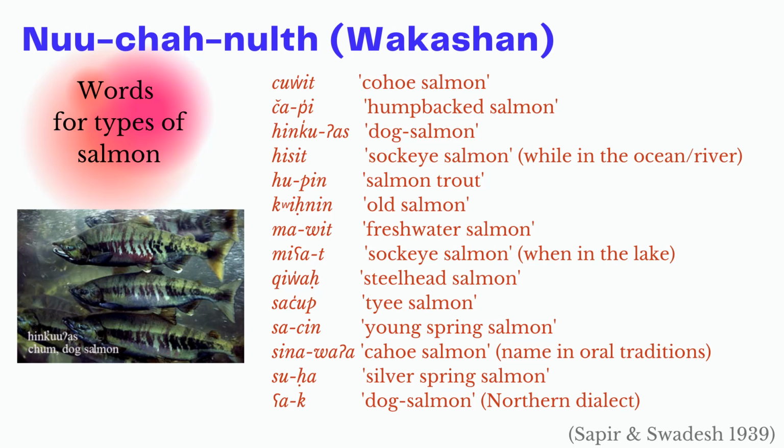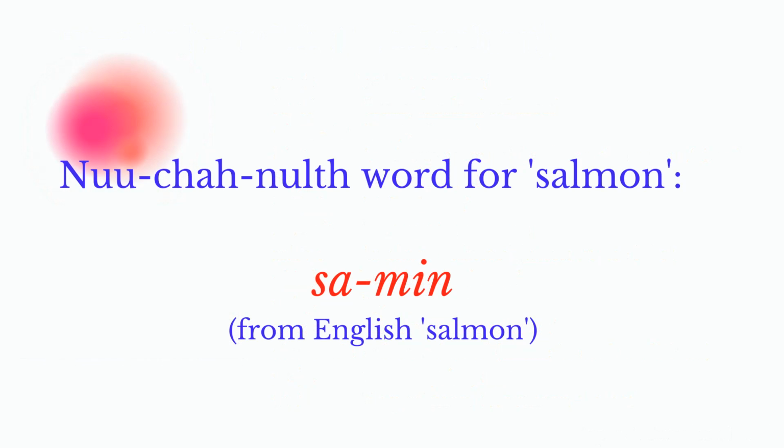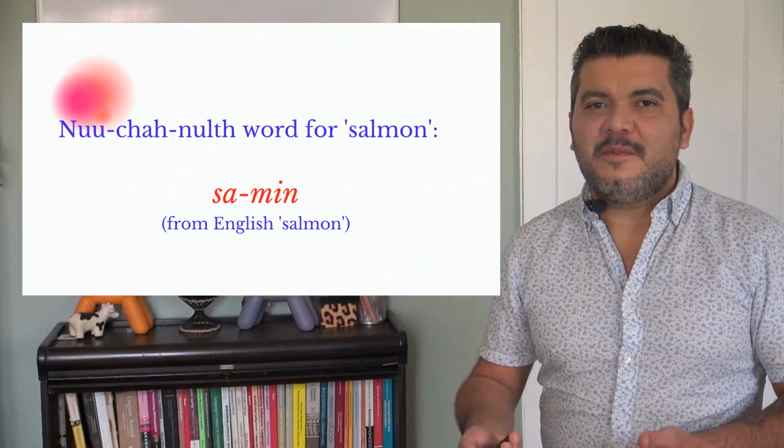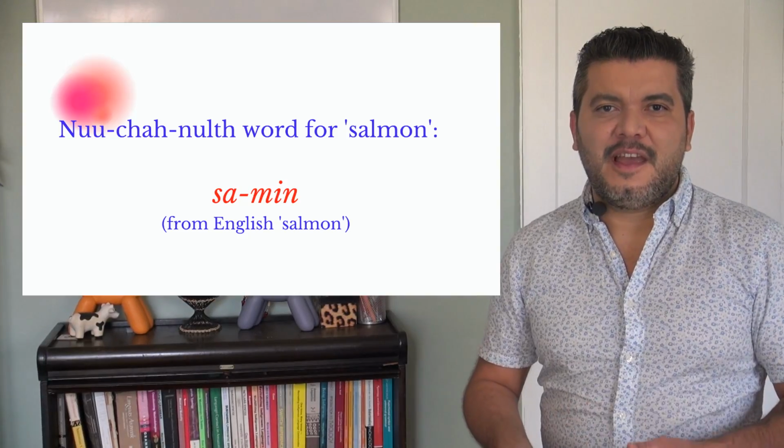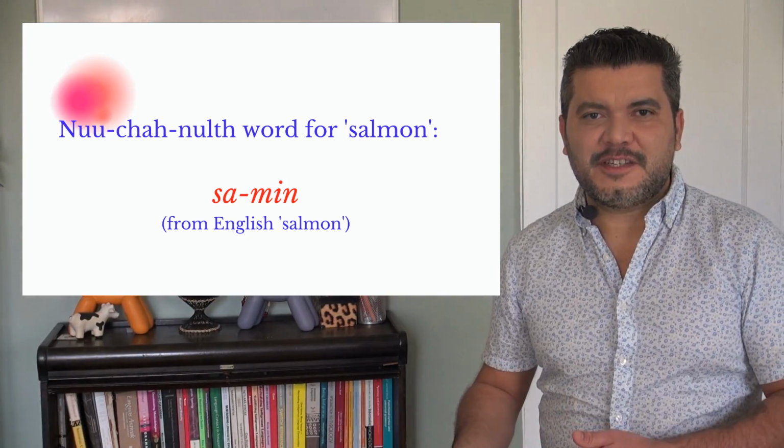Also notice that these lists do not have a word that means only salmon. This is because in Inuit-Aleut, the word for salmon is samin, a word borrowed from English. You may be asking, why should people who make their livelihood fishing for salmon have no word of their own for this fish?